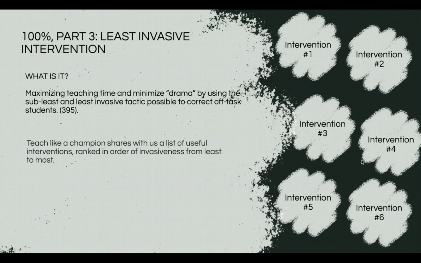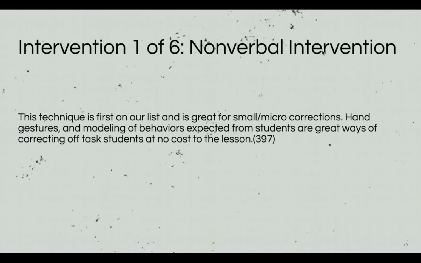from least to most. The first intervention that we see is non-verbal interventions, and we actually saw 6 of these back in Technique 51. Now, this technique is first on our list and is great for small micro corrections. It uses hand gestures and modeling of behaviors expected from students. These are great ways of correcting off-task students at no cost to the lesson.